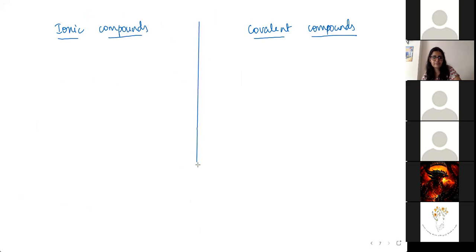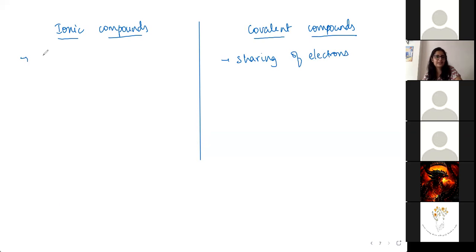Ma'am, covalent compound is when the ions share this thing. I remember sharing, yes, that is absolutely right. So this consists of sharing. Ionic compounds mein kya hota hai? So sharing of electrons, they share electrons. Aur ionic compounds mein kya hota hai?